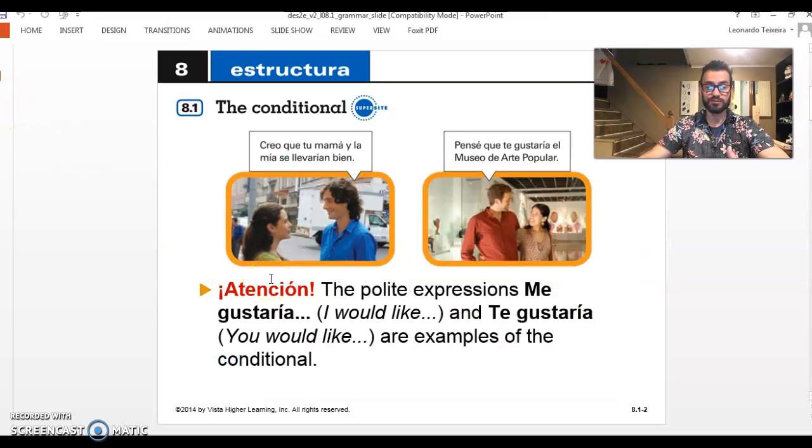Entonces, lo usamos para polite requests. And the most common one is one that you already heard, me gustaría. Me gustaría ir a la farmacia. Me gustaría ir a ver a mis amigos. No, polite requests. I would like.